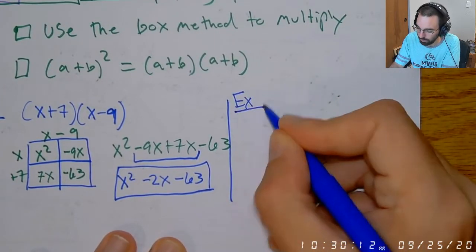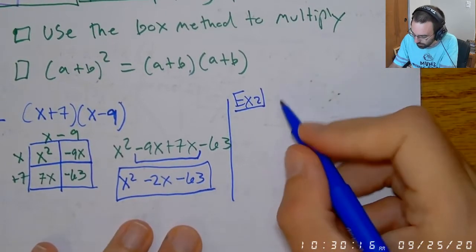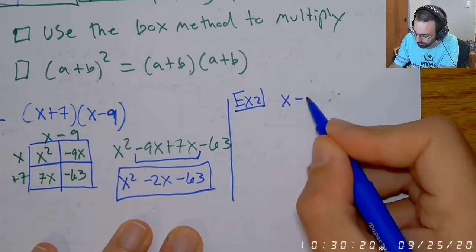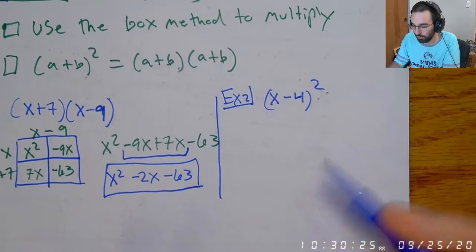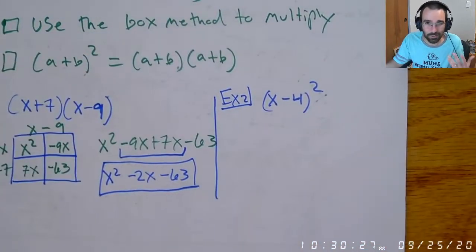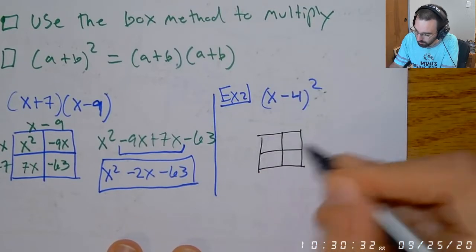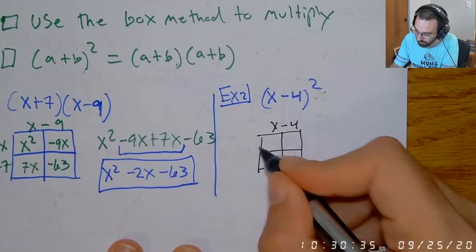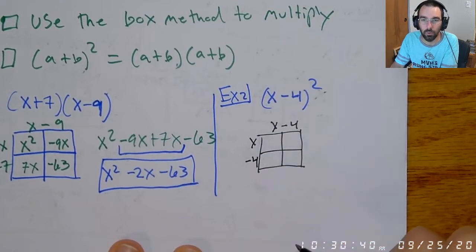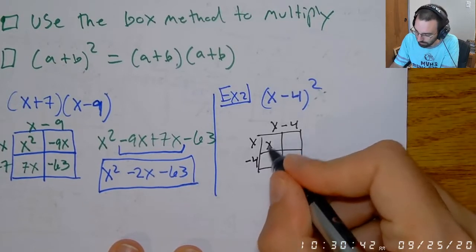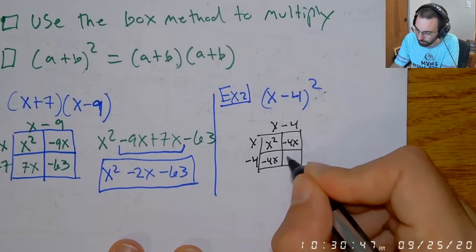Okay, example number 2. Let's say I have x minus 4 squared. Okay, so you might look at this and be like, crap, there's nothing to multiply, but we have to remember that squared just means that we're using the same term twice. Okay, so I have x minus 4, x minus 4. So this would be x squared, negative 4x, negative 4x, and positive 16.